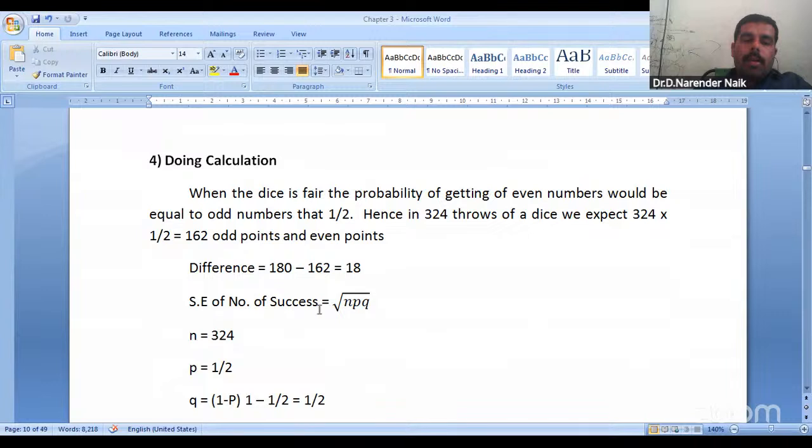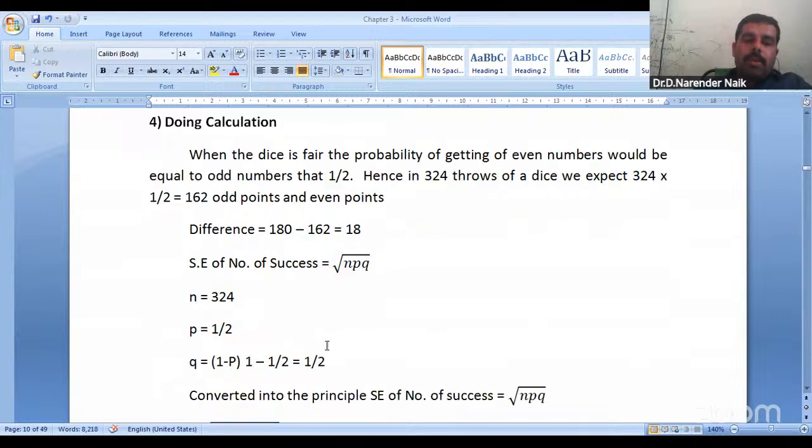Then standard error of number of success is equal to under root npq. So n stands for 324, p stands for 1 by 2, q stands for 1 minus p, that is 1 minus 1 by 2, that is half value. So it is converted into the principle.